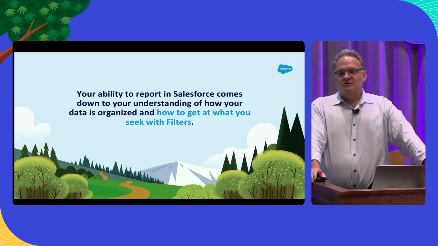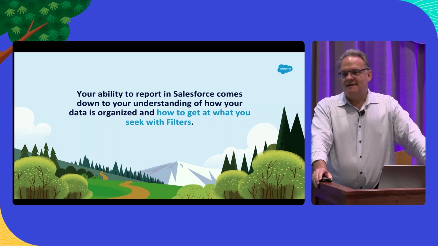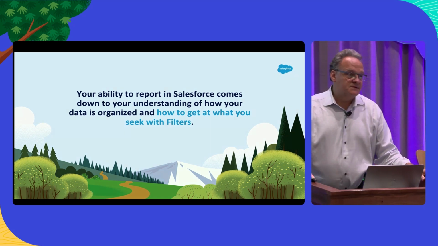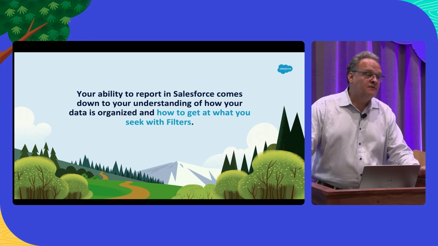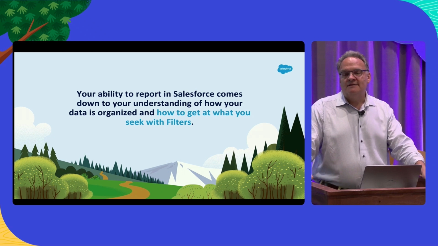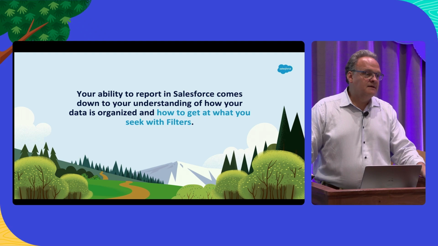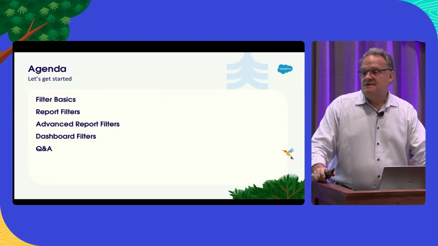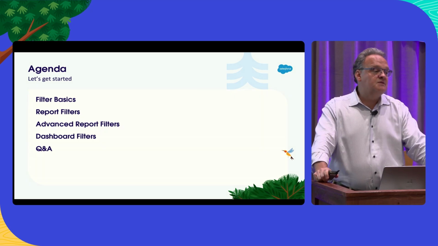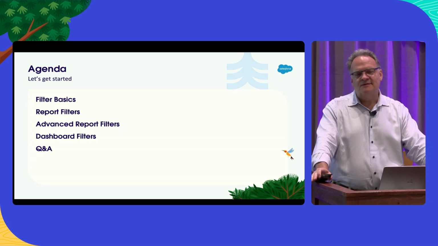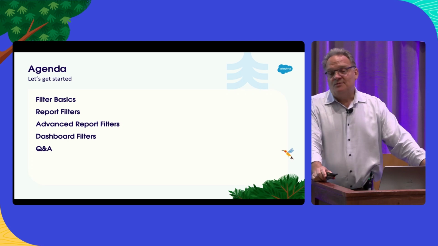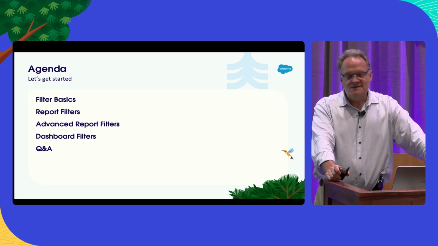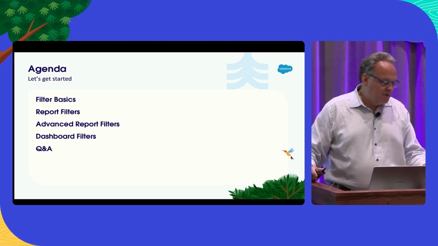Your ability to report in Salesforce really depends on your understanding of the data model and your ability to leverage filters. Salesforce gives us a number of filtering options, and it's through combining these different options that we can really get at the data in our systems. What I want to share with you today are some filtering basics. And then I want to talk to you about report filters, and then slip in a few advanced report filters. Then I'll talk to you about dashboard filters. We can now have 5 filters on every dashboard. I'm sure you guys knew that. That's pretty cool. And then I think we'll have some time to do some Q&A.